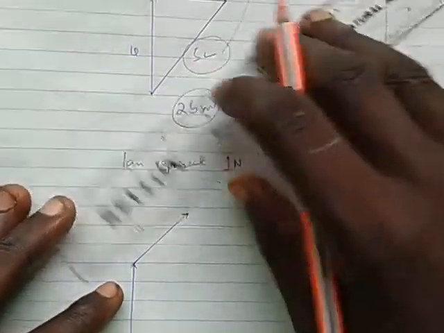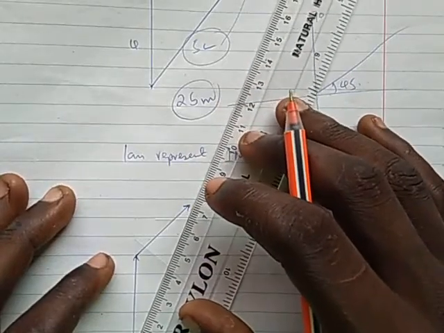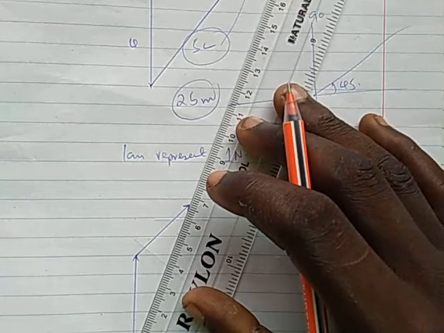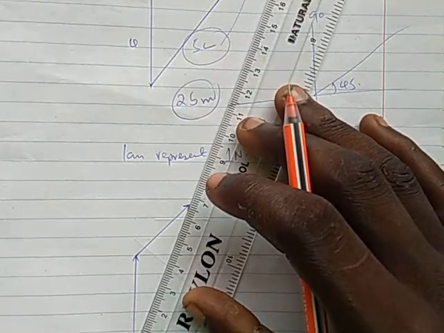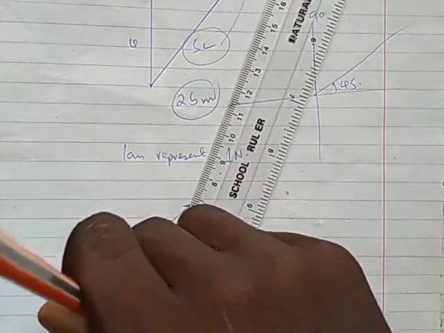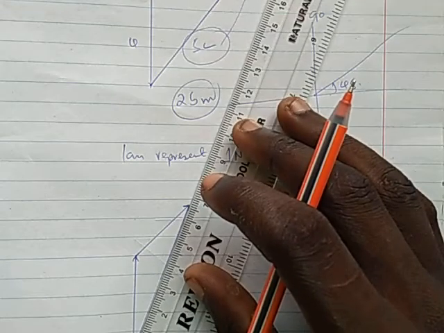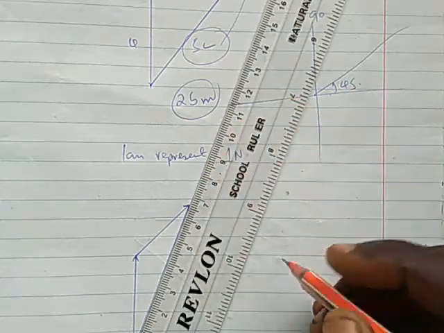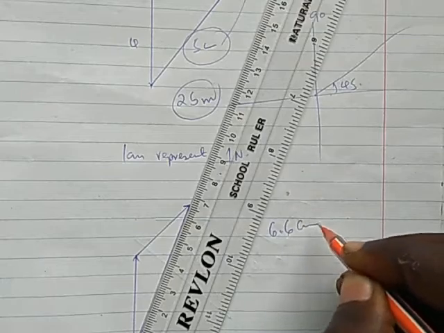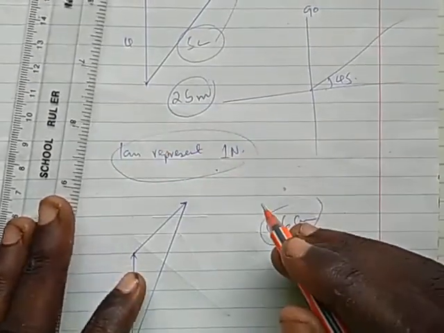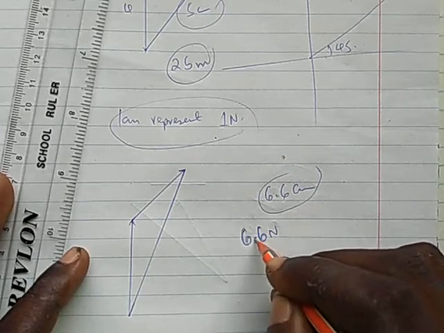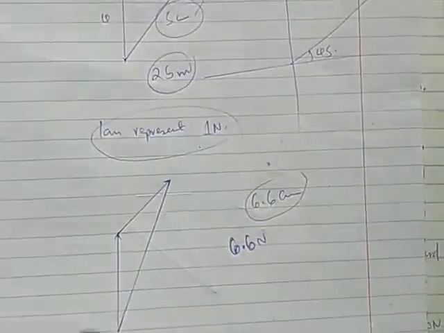And then what is the resultant vector? Tutamdraw pale from here, tutamdraw straight line up to there, ambayo tutapata kutoka hapo. So tukimpima hiyo line vizuri, tutaona atakuwa ni 6.6 centimeter. And tukirefer back kwenye scale yetu tuliyoweka, so this will be equal to 6.6 Newton. 6.6 ukirudisha hapa itakuwa 6.6 Newton.